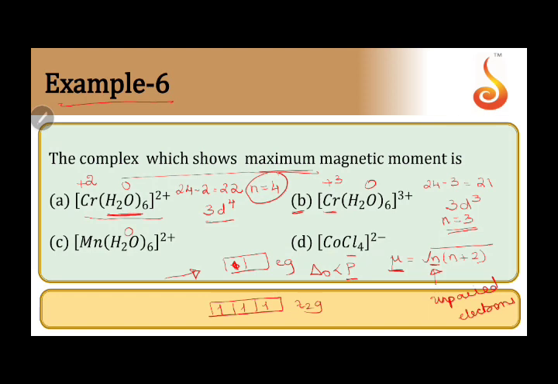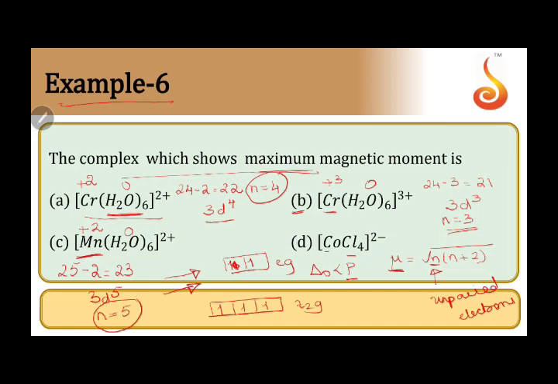Coming to option C, Mn here is in plus 2 oxidation state. Mn's atomic number is 25. If we remove 2 electrons, then it has 23 electrons. So, 3d contains 5 electrons. Once again, trying to put it in t2g and eg. Again, as water is a weak ligand, the electrons first occupy t2g as well as eg singly, giving us 5 unpaired electrons.